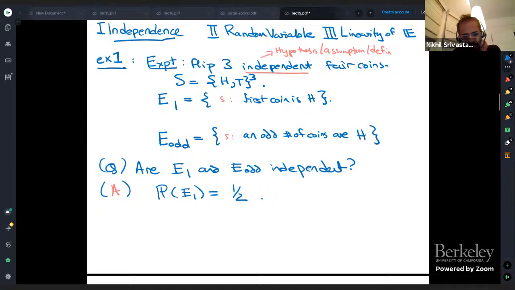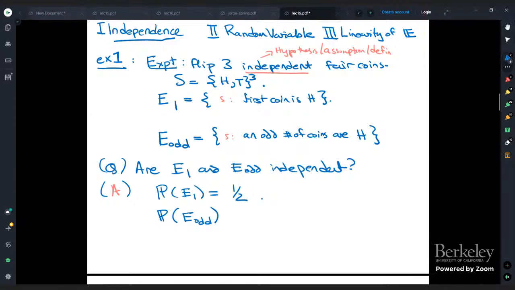It has nothing to do with the other coins. What's the probability that you have an odd number of heads? Well, we could write out the whole sample space and just count them, but let's try to use some of the tools we've developed. So let's try to break this down into events that should be easier to compute. Any ideas about how to break up E odd?